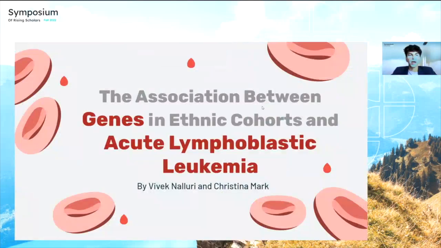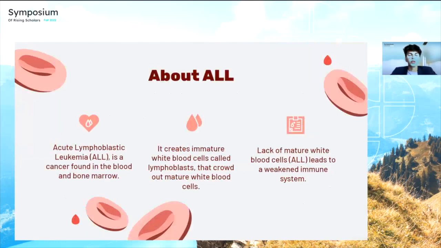Okay. So hi guys, my name is Vivek Nalluri, and today I'll present my research review on acute lymphoblastic leukemia and its genetic association within different ethnic cohorts. So acute lymphoblastic leukemia, abbreviated as ALL, is a cancer found in the blood and bone marrow. It creates immature white blood cells called lymphoblasts that crowd out mature white blood cells. So this lack of mature white blood cells leads to a weakened immune system.